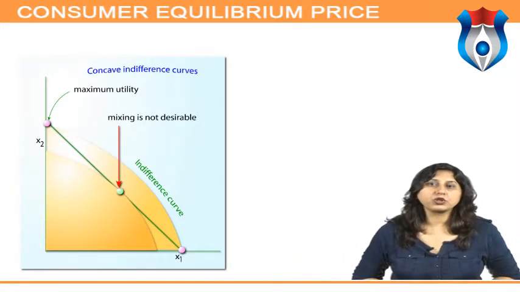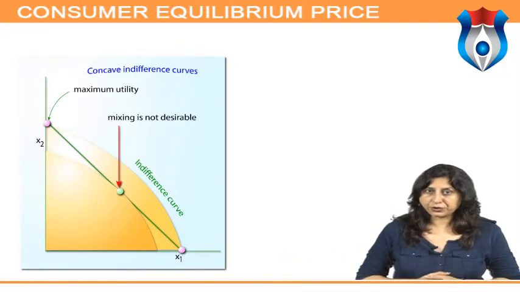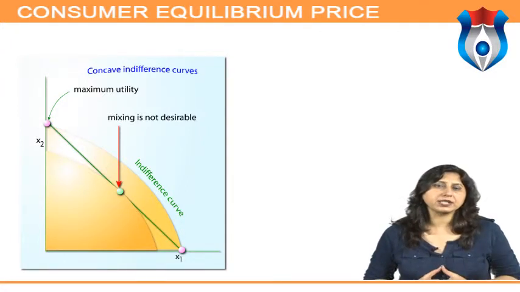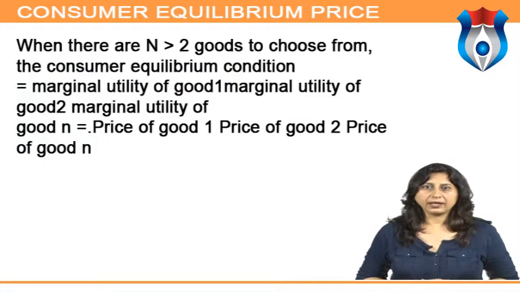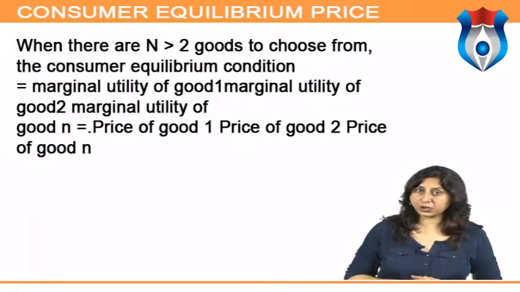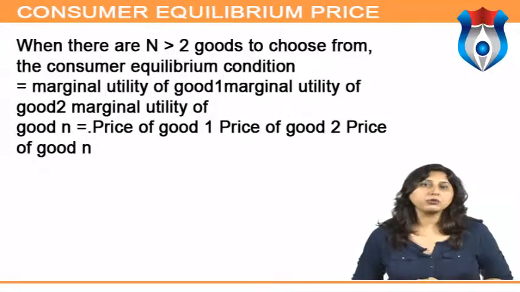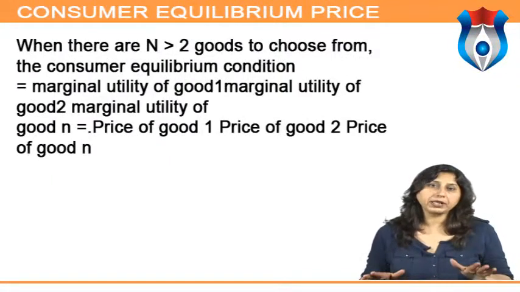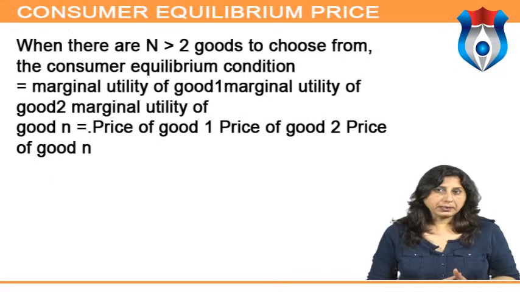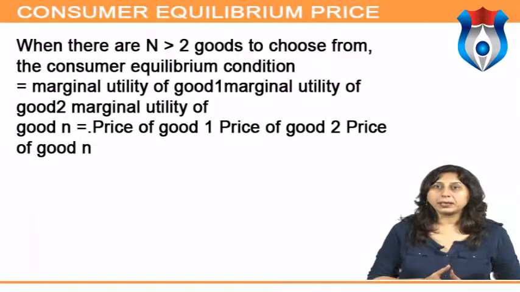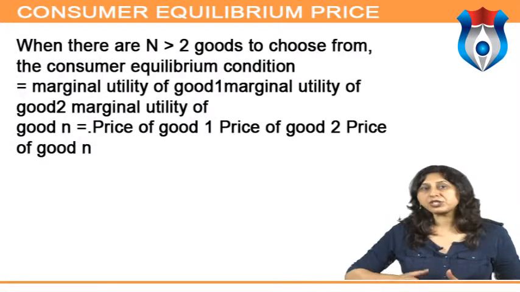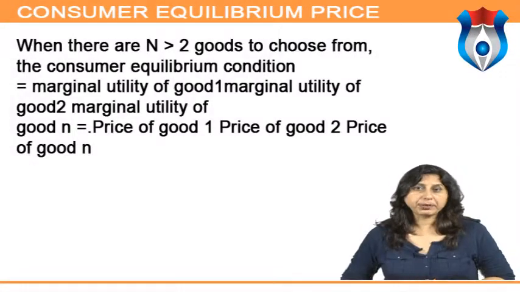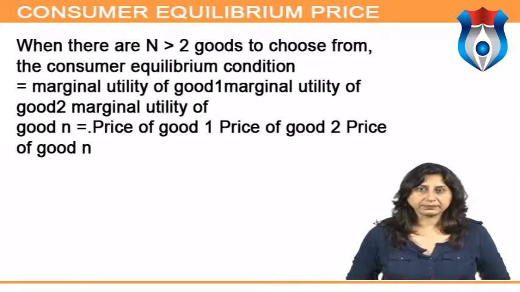The condition for consumer equilibrium can be extended to the more realistic case where the consumer must choose how much to consume of many different goods. When there are n greater than 2 goods to choose from, the consumer equilibrium condition is to equate all of the marginal utilities per dollar spent: marginal utility of good 1 over price of good 1 is equal to marginal utility of good 2 over price of good 2, up to marginal utility of good n over price of good n.